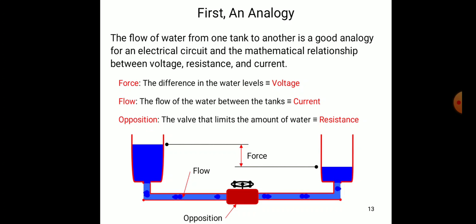Like this we compare the physical properties with the electrical properties. We can see a simple model, that is a water flow model. In the water flow you can see two tanks, one higher than the other. From one tank to another tank we try to transfer the water. In these two, the difference in height between the two tanks is nothing but a voltage, and the flow of water is nothing but a current. The opposition is nothing but the valve. Whatever the valve is there, that valve controlling is nothing but a resistance. This is in the electrical circuit.